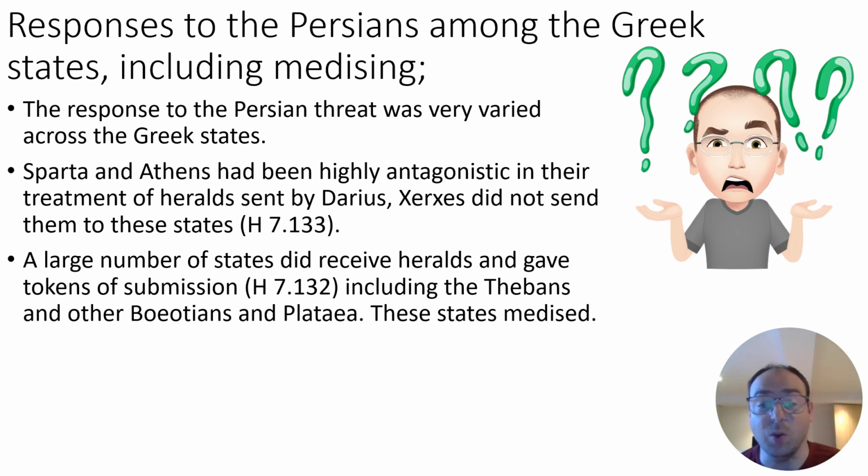All these other states were sent heralds to say, look, you either can fight us, we are a mighty empire, we will destroy you, or you can accept our dominance and we'll treat you quite nicely. They didn't send heralds to Sparta and Athens because of the highly antagonistic treatment they'd given to the heralds of Darius. So Xerxes didn't send them. We see details of this in 7.133 in Herodotus.